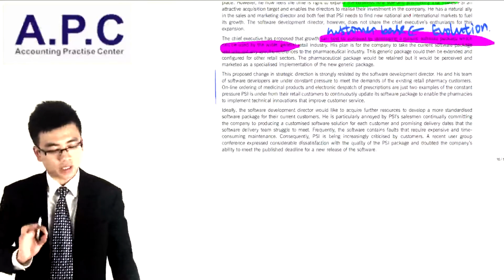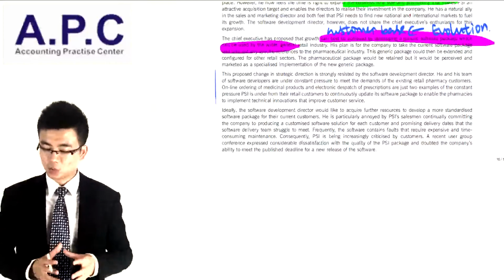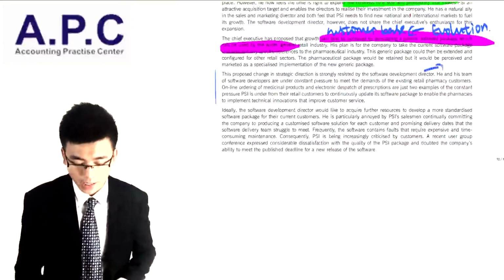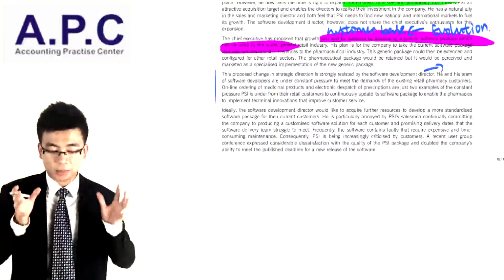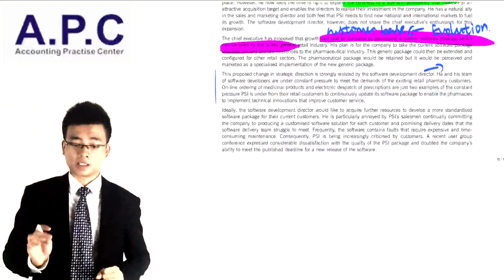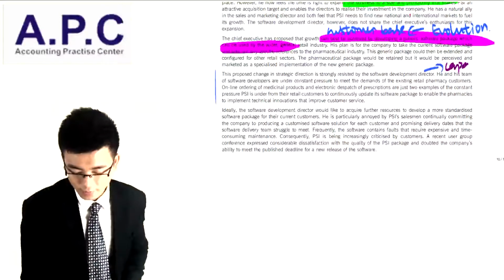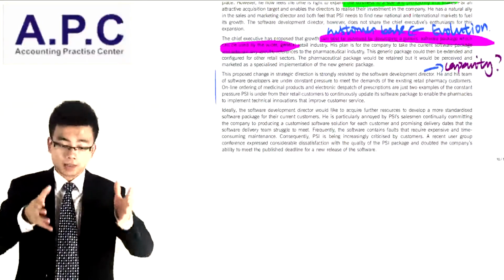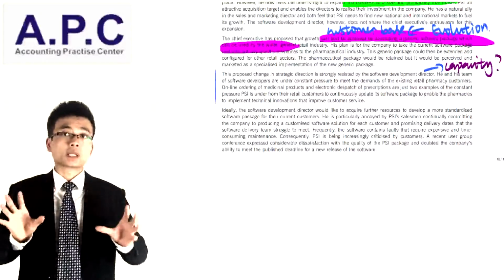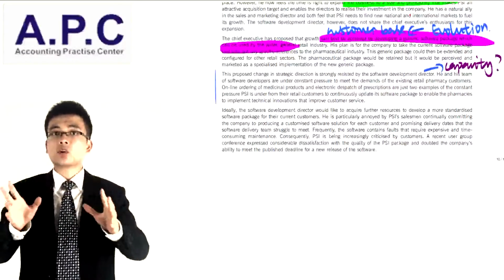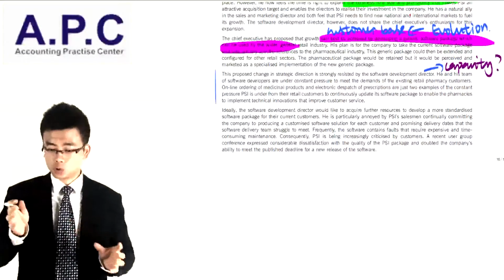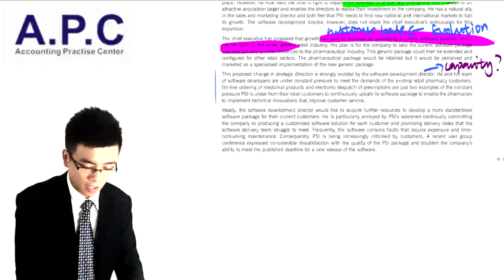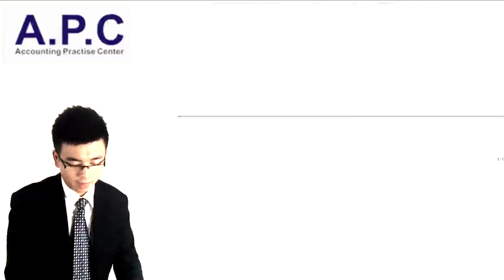So this proposed change in the strategic direction is strongly resisted by the software development director. Why he says this is the case is simply because he and his team of developers are under constant pressure to meet the demands of the customers. So from that perspective, do we have enough capacity to monitor the change? Which means, do we have enough resources to monitor the change? Well, this will be questioned because the existing team is under big pressure from the customer. So they may not have enough time and money to do such changes later on by developing a new software package for the CEO, for the new customer. So how are we going to write it down in the exam for the capacity?